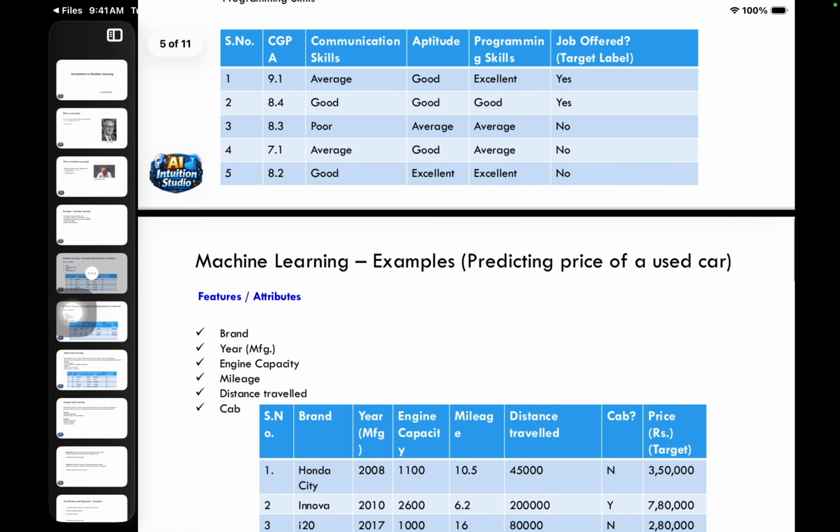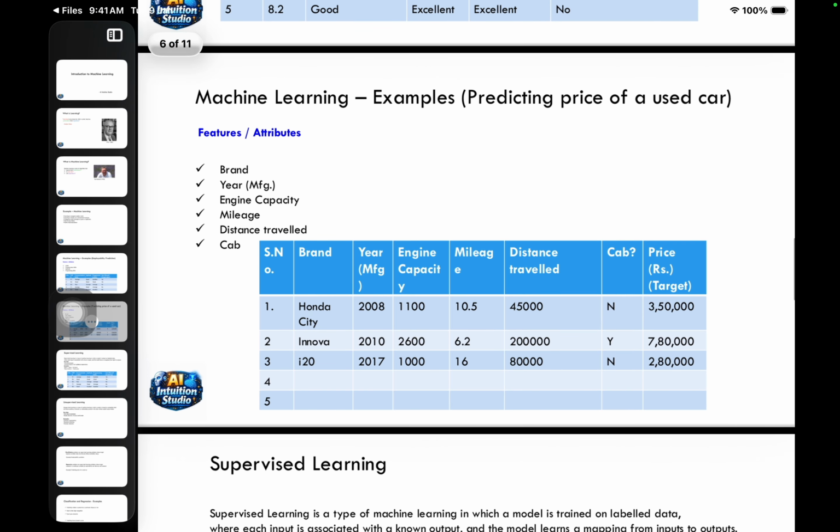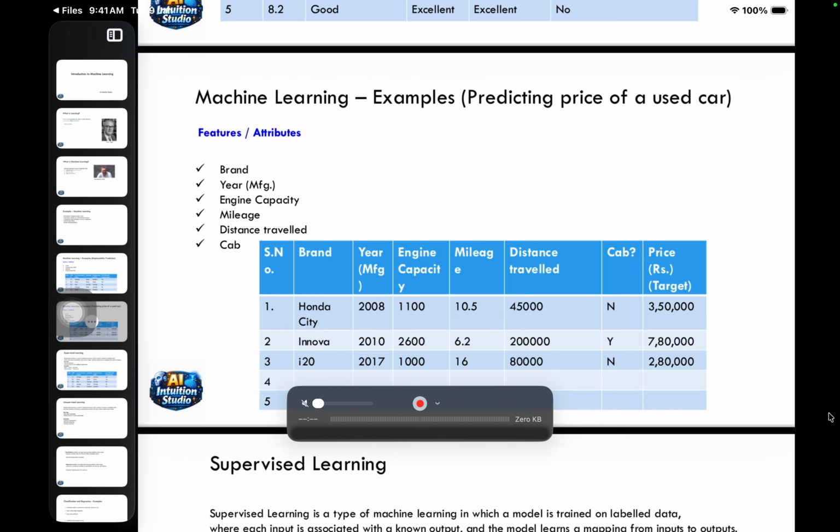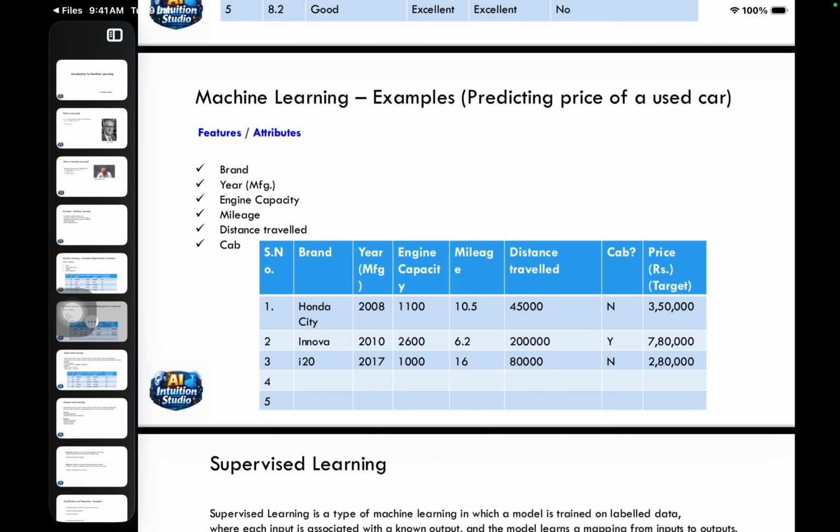Let's move on. Let's take another example. In this example, the task is different. We are not predicting a category. We are predicting a numerical value.